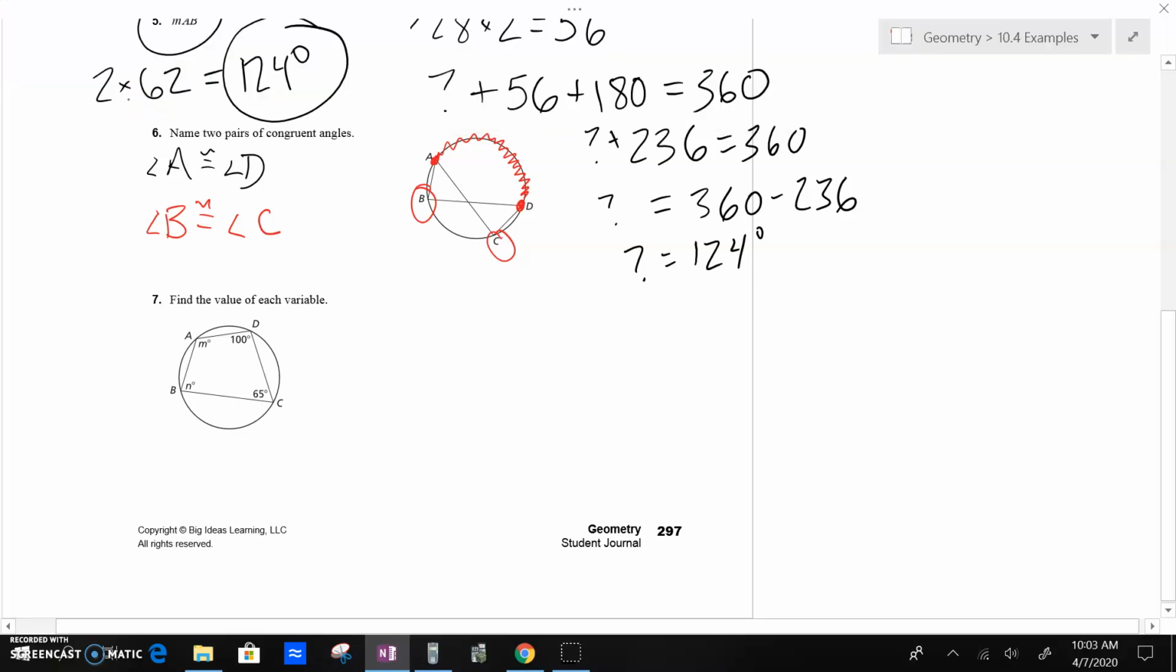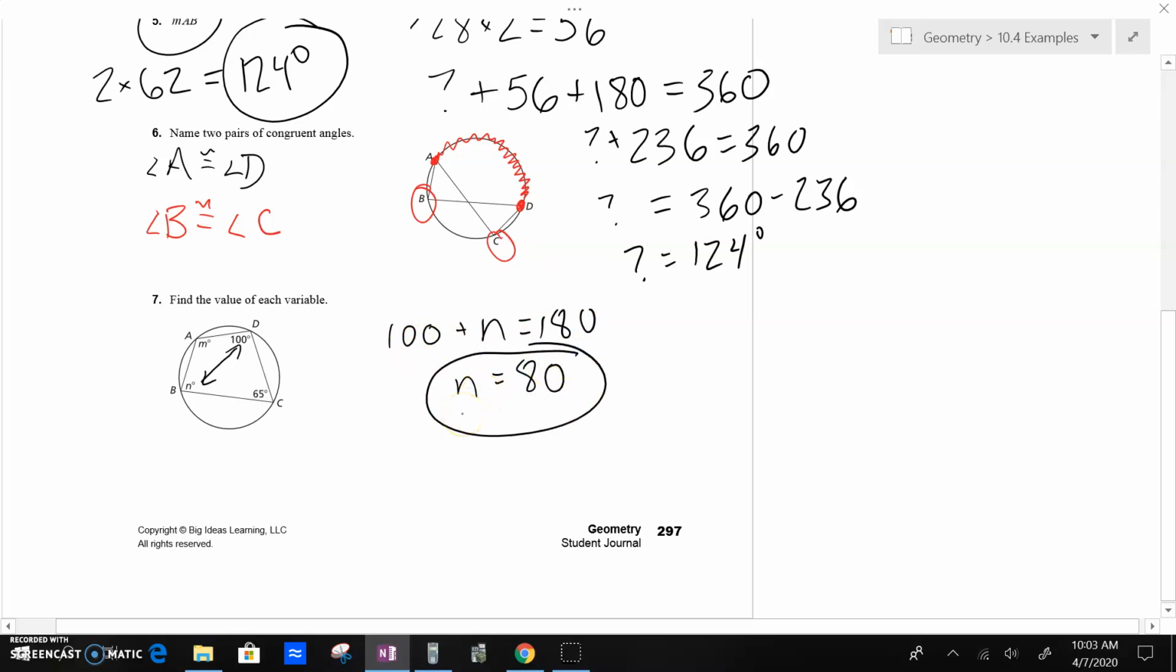Finally, last, question number 7. Find the value of each variable. And this one is drawing back to that last idea in the notes that said opposite angles in an inscribed quadrilateral have to be supplementary. So what that's saying is the 100 and the n, those are across from each other. Those 2 have to add to 180. Well, that means if we subtract 100 from both sides, n would have to be 80.